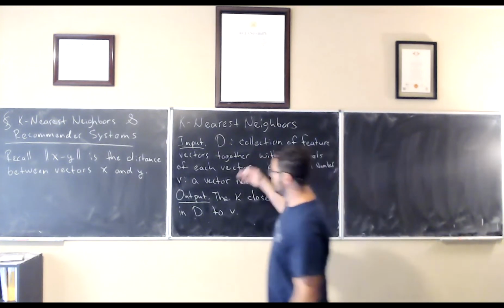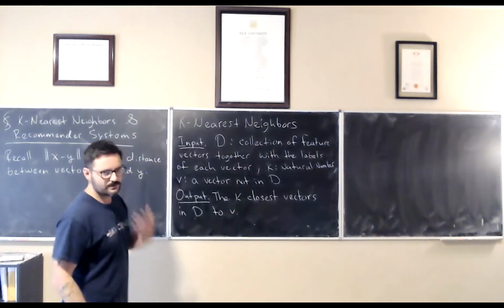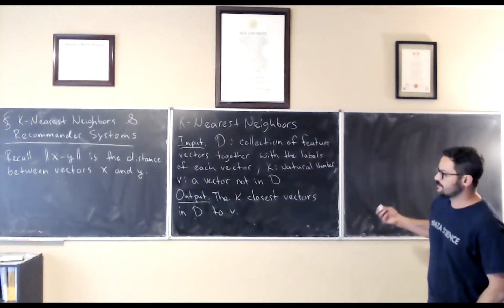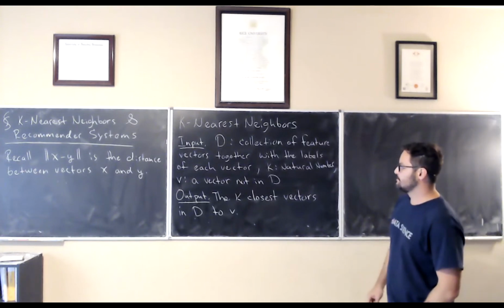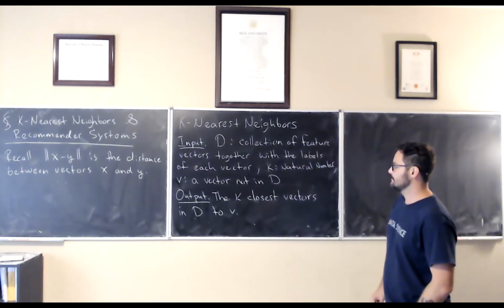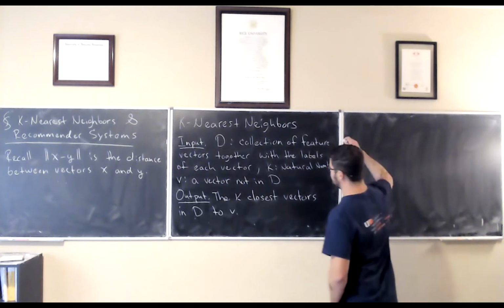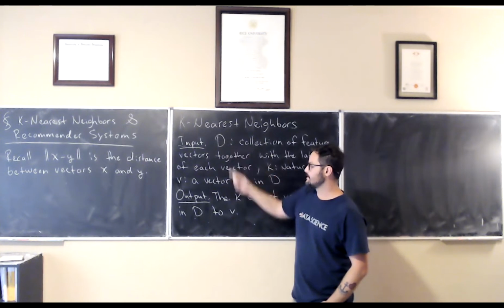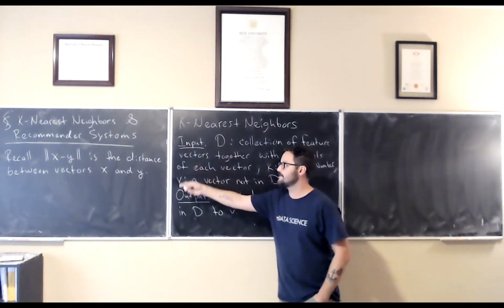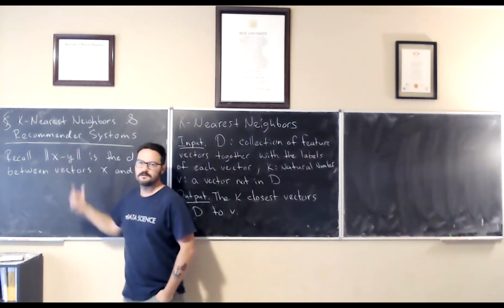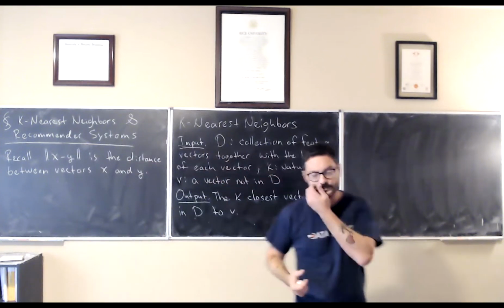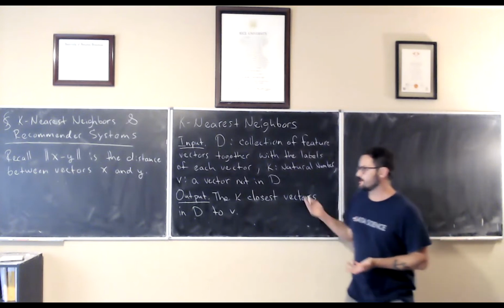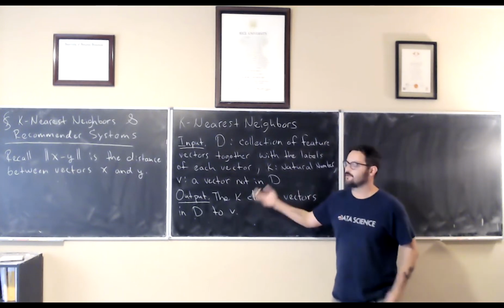We have an input, an output, and now how do we achieve this? Well, there are various different ways to do this, but basically what you want is to scroll through each vector in D and calculate its distance to v using this norm. And once you have all those distances, the k closest of them are the ones you want to output from the algorithm.